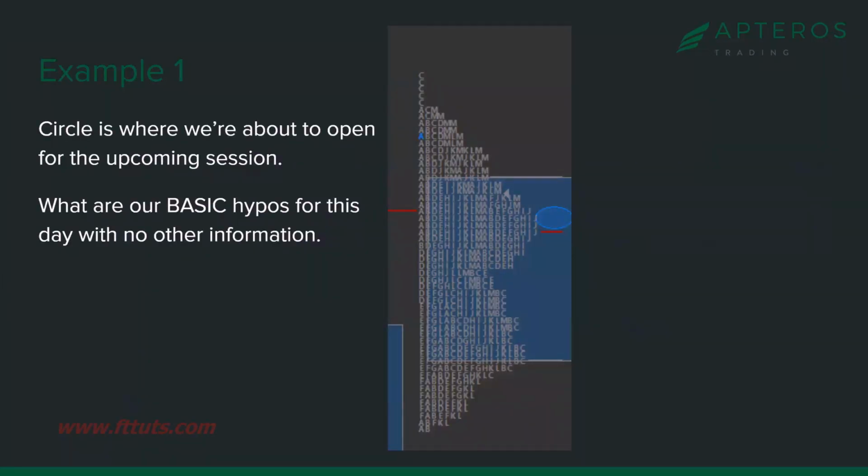Example 1. This circle, as you can see right here, is where we're about to open for the upcoming session. Let's hear it in the chat. Wake up, everybody. What are our basic hypos for this day with no other information than just as it stands, as you can see what's in front of you? You know we're currently trading as we're about to open. What could be some hypos for this session? Let's hear it. And I would prefer new students, not any existing prior students, to answer this. Yes, we're opening in balance, David, but what's the hypo?